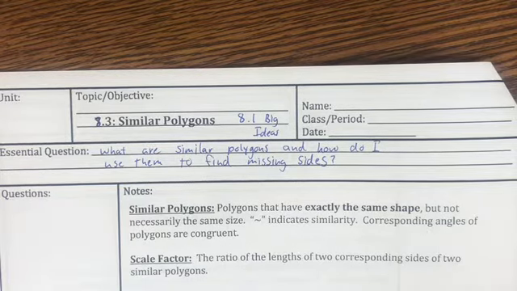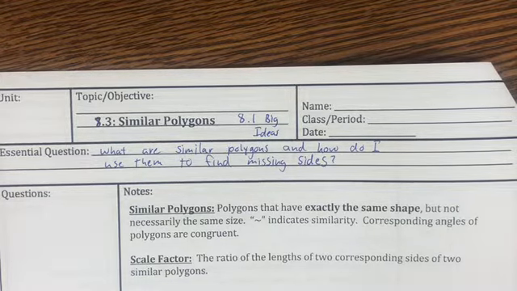This corresponds with 8.1 in your Big Ideas textbook. Similar polygons, what are they? And how do we use them to find missing sides is our essential question. Similar polygons are exactly the same shape, but they're not necessarily the same size.